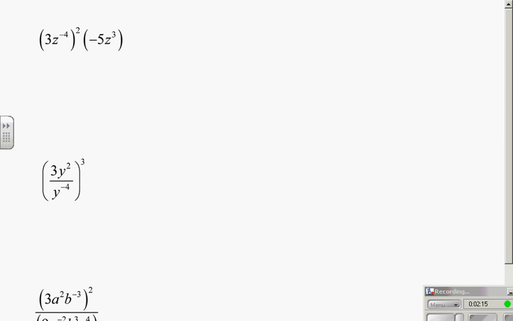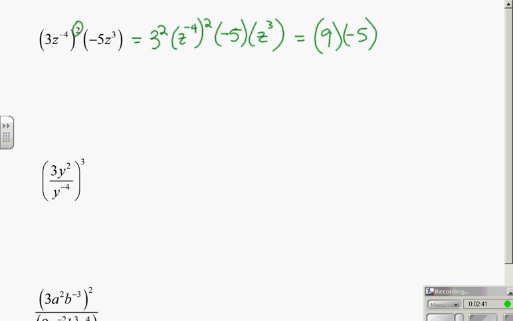Now here I have a situation where I have an exponent, so I have to take care of that first. And so I have 3 squared times z to the -4 squared times -5 times z cubed. So I can clean up my constants and get those guys together. So I've got 9 times -5, power to a power. Z to the -4 squared is going to be z to the -8, z cubed.